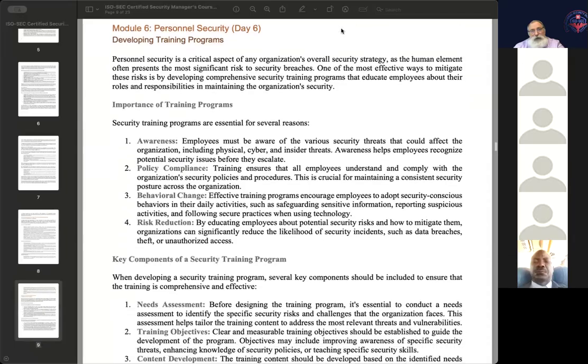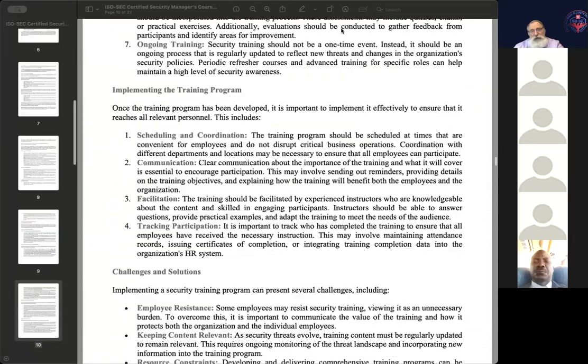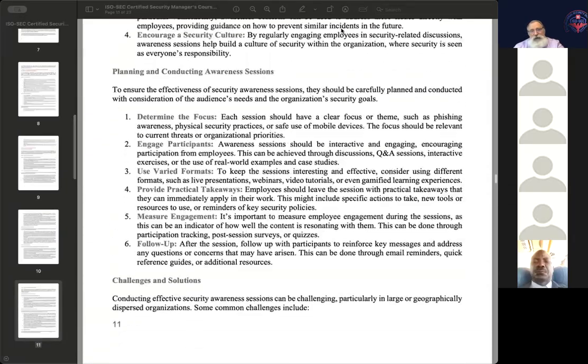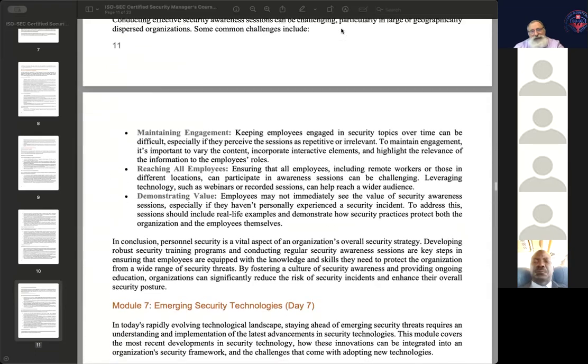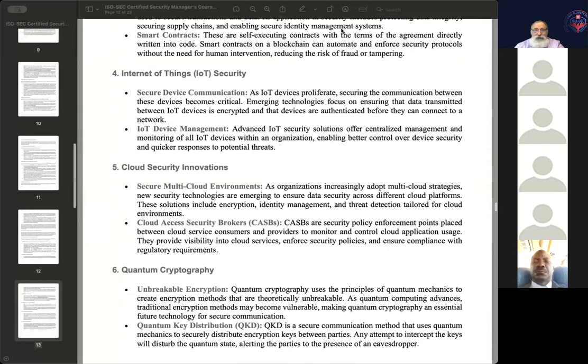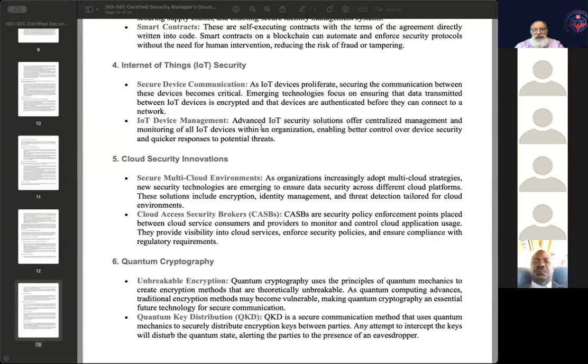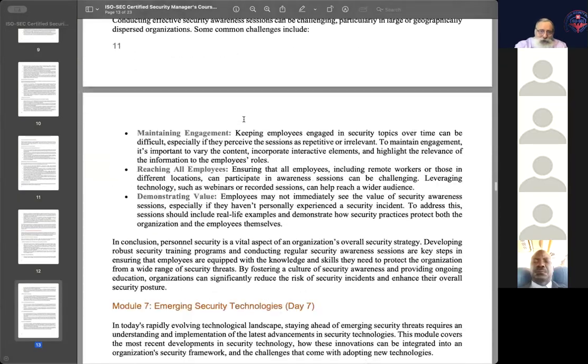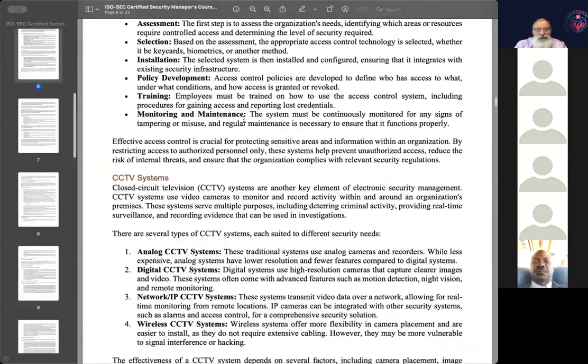And in module 6, we have personal security. Personal security, as you can see, is big. And then in module 7, we go even worse, in way more detail.